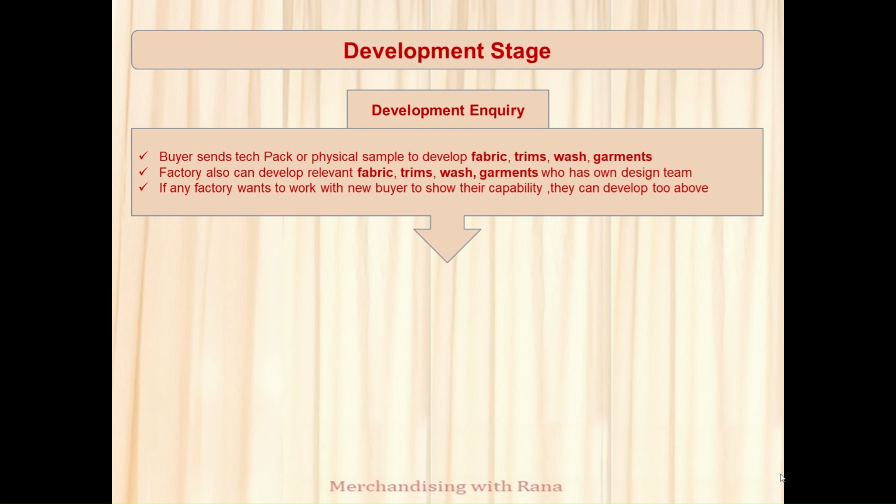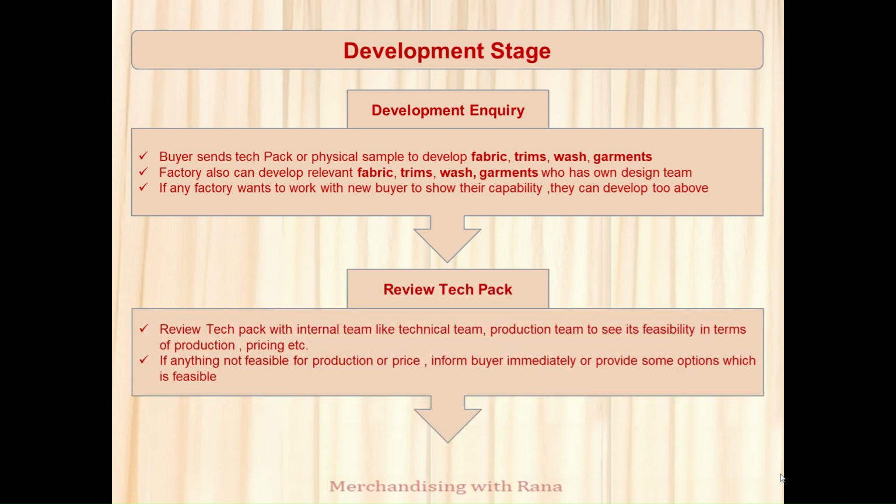But a factory can also develop relevant fabric, trims, wash, or garments if it has its own design team. Besides this, if any new factory wants to work with a new buyer, they can also develop some fabric or garments to show their capability. Anyway, I have received the tech pack. Now I need to review it with my internal team, like the technical team and production team, to see its feasibility in terms of production, pricing, etc. If anything is not feasible for production or price, inform the buyer immediately or provide some options which are feasible.